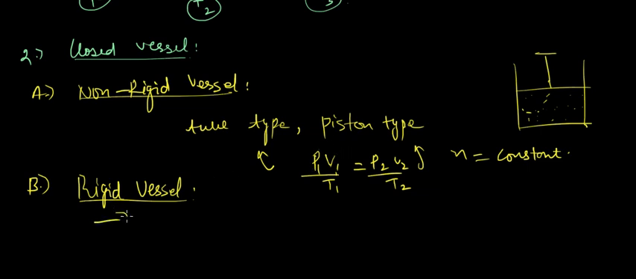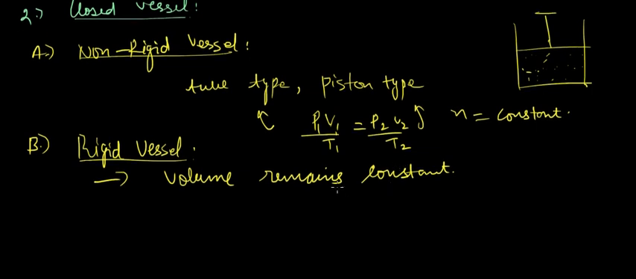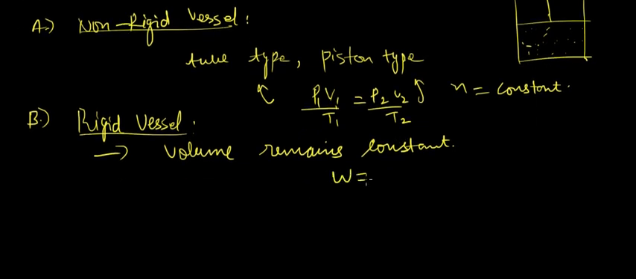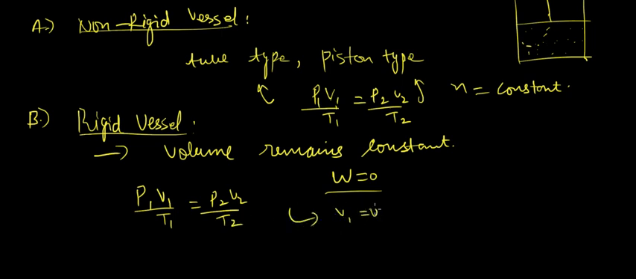So in rigid vessel, what happens is volume remains constant. Okay, so work done on that vessel would be 0. As the volume remains constant, what can we write? We had P1 V1 upon T1 equals P2 V2 upon T2 from the previous relation. So here, as V1 would be equal to V2, we can cancel them out, and we can simply write P1 upon T1 would be equal to P2 upon T2.